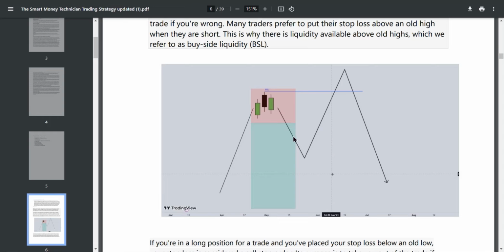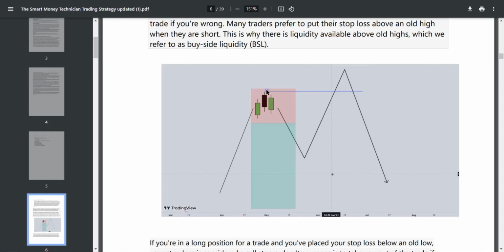So what happens is that the market will reach levels where liquidity is available. What is liquidity? Liquidity is resting orders that are in the market, right? So if I'm selling and I place my stop loss, because this is a sell scenario, this is going to be a buy stop. In other words, my stop loss is a buy stop order.